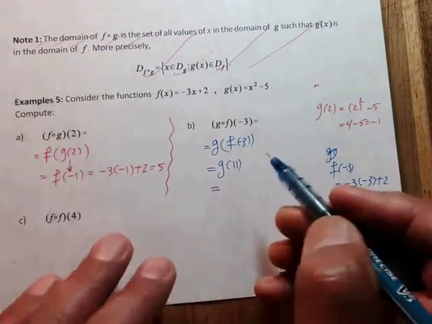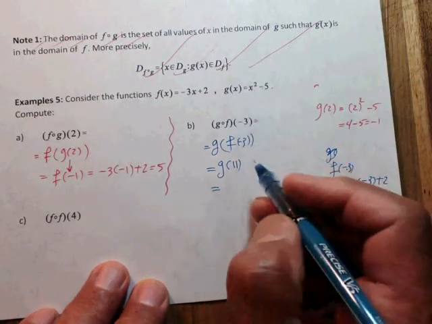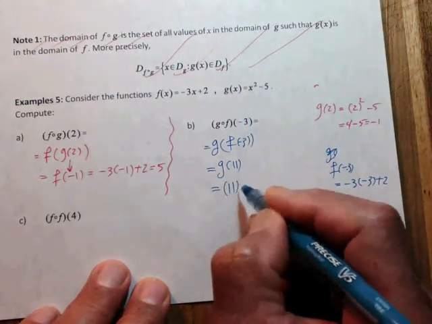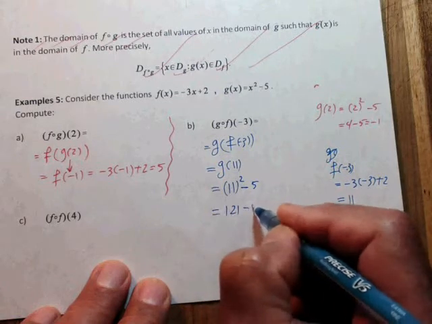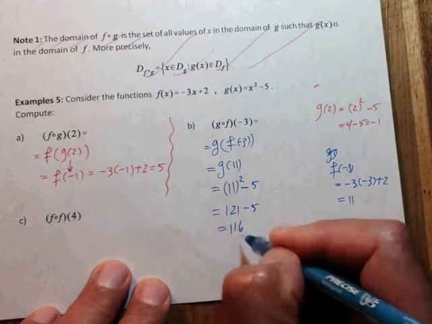Now what is g of 11? g of 11 means replace x by 11 in g, and this is your g right there, x squared minus 5, so you get 11 squared minus 5, so it's 121 minus 5, 116.